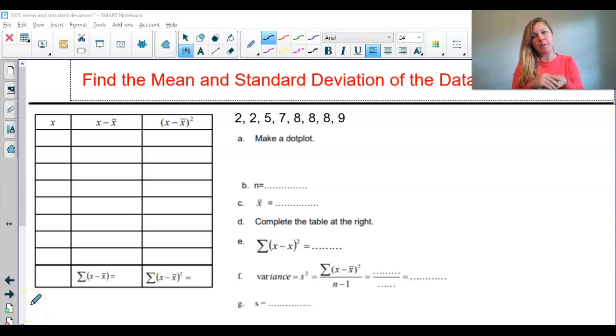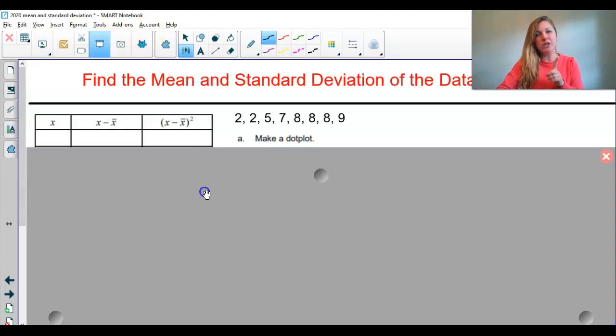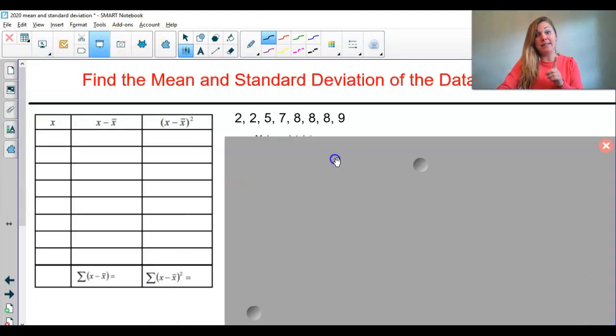Okay, guys, we're back for part 2 of this video. This one's going to be a little bit lengthier when it comes to calculating the standard deviation. So what I want you to do right now is, in your notes, make this table for me. Write down the data set and make this table. I'll pause. When we come back, you should have the table down and the data set down.